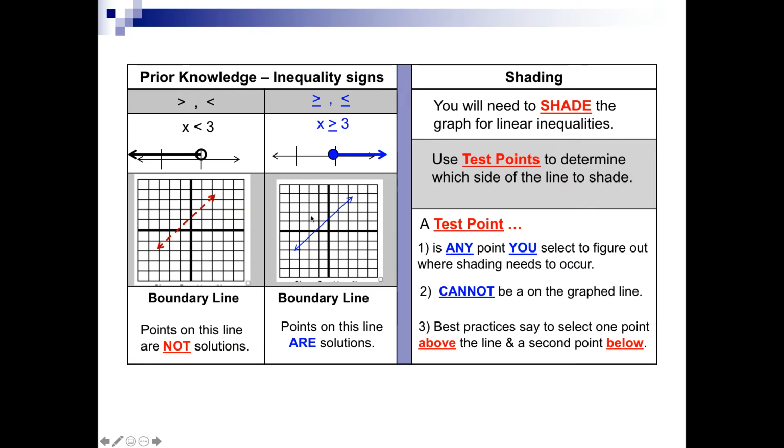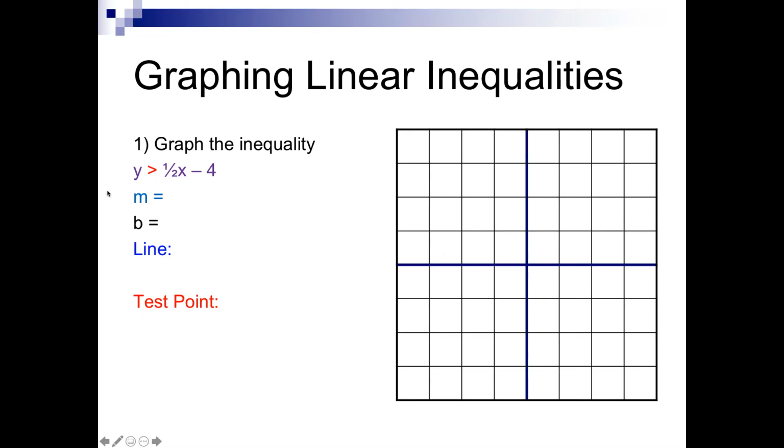So if we go back here to this image, I would want to pick a point above the line here, and then a second point below the line here, set of coordinates, and then we'll show you how to do that. If you need to pause this or watch this back, I know that was a lot of information, and we're going to get into 6 examples in a second. So here we go. Here's our first example.